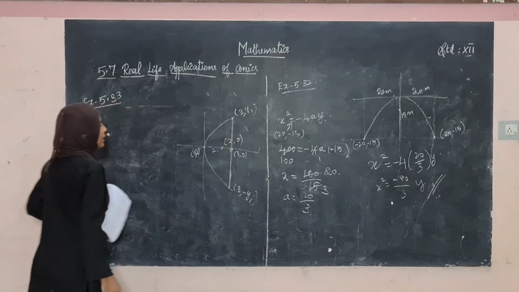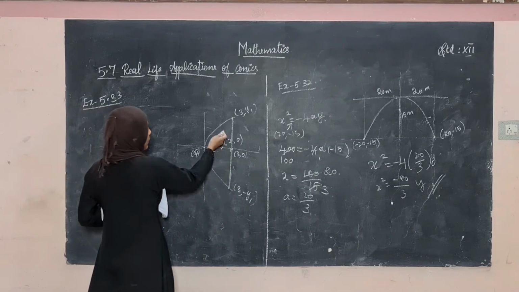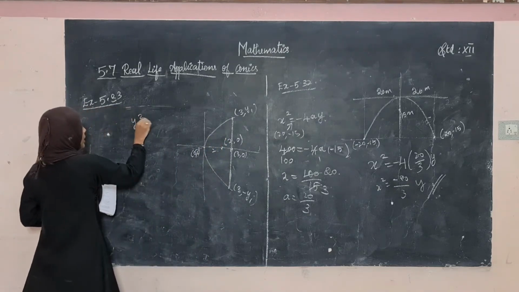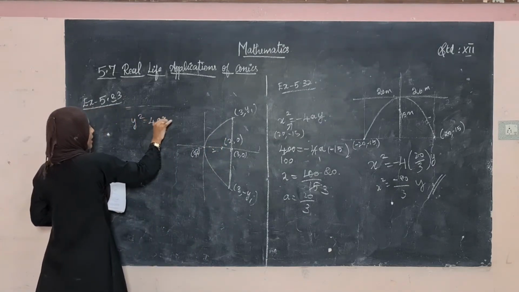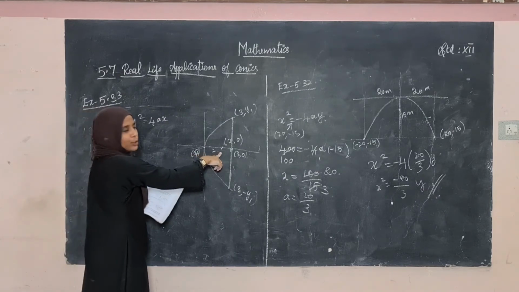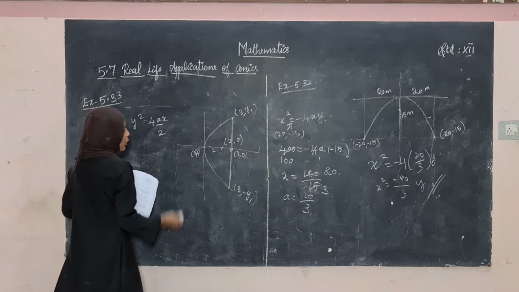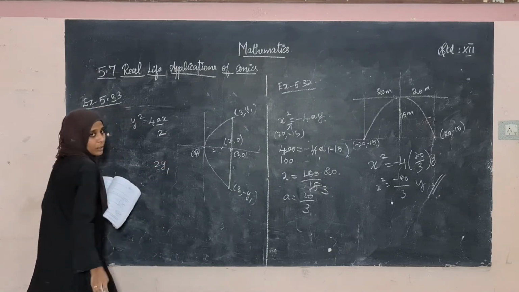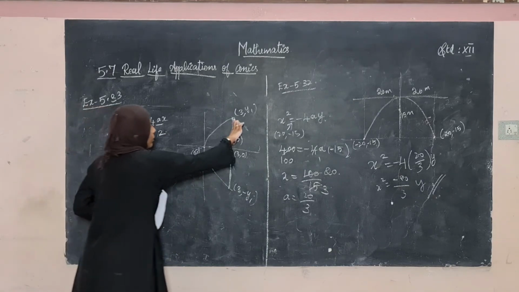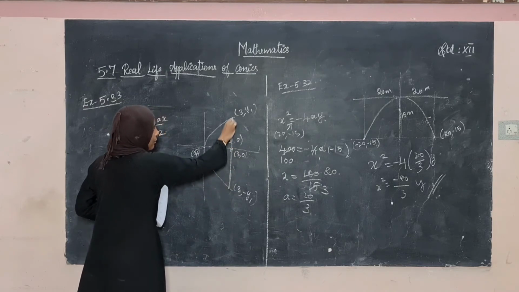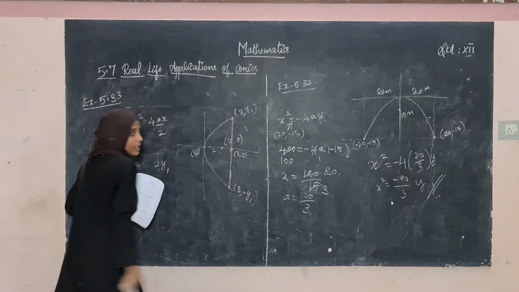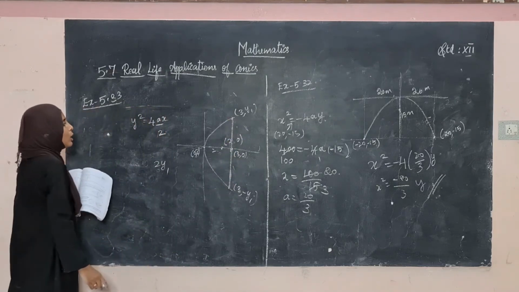So for that, you can take the equation of the parabola. The equation is y square is equal to 4ax. What's the focus? A is 2. Instead of a, you can substitute 2. And you have to find 2 into y1. If this is y1 and this is also y1, you have to find the whole width. Therefore, y1 plus y1 is 2 into y1.